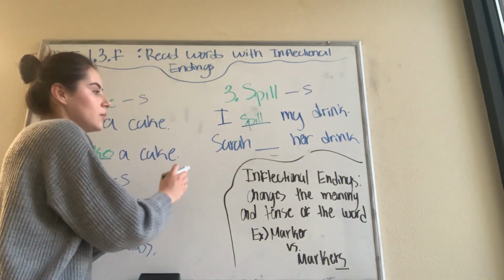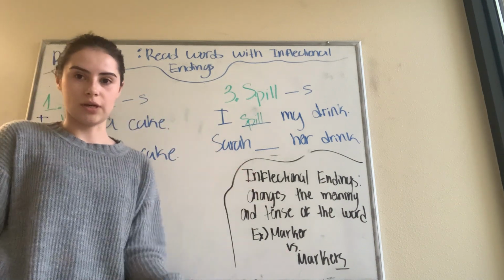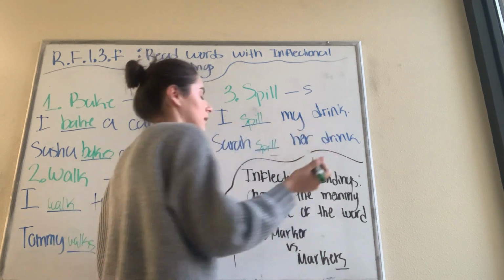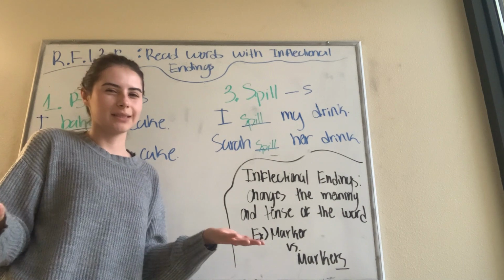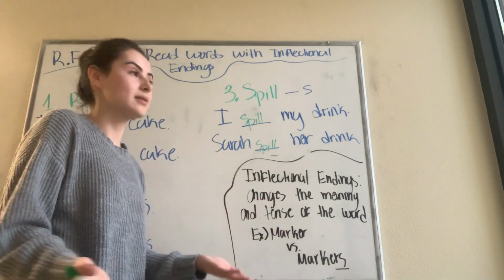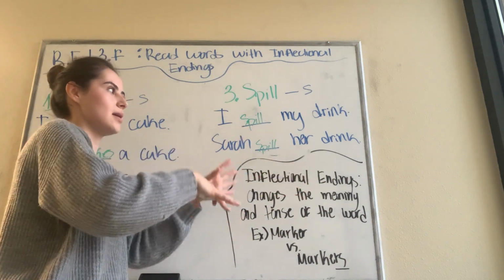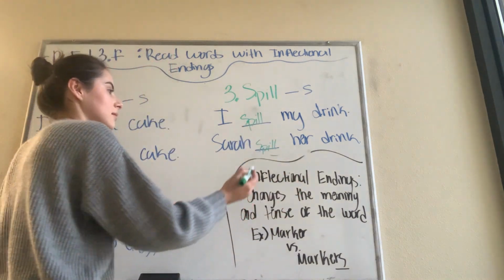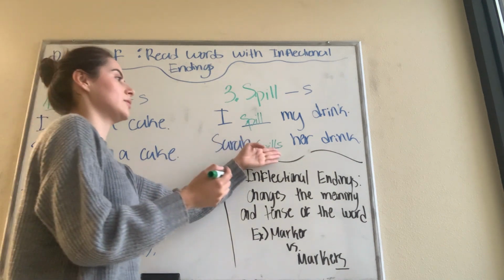For the second one, we're using Sarah. Sarah blank her drink. Sarah spilled her drink. That doesn't really sound correct. So what can we add to make it seem more cohesive and make it so it sounds correct? We can add an S. Sarah spills her drink.